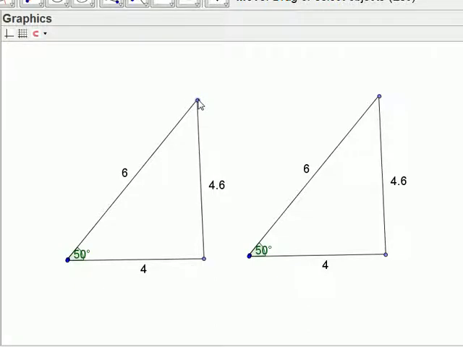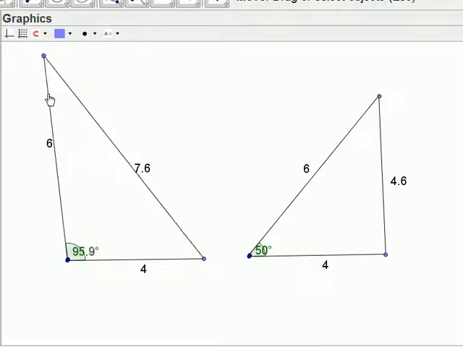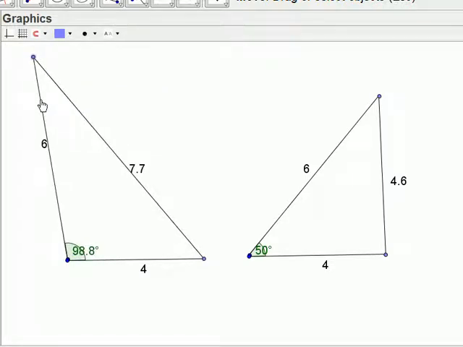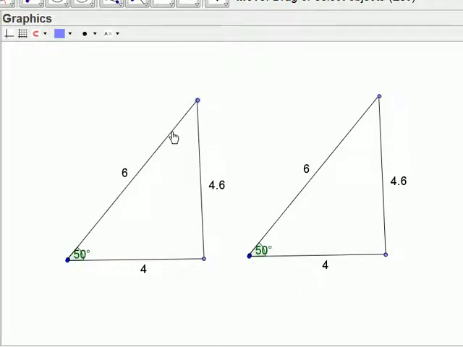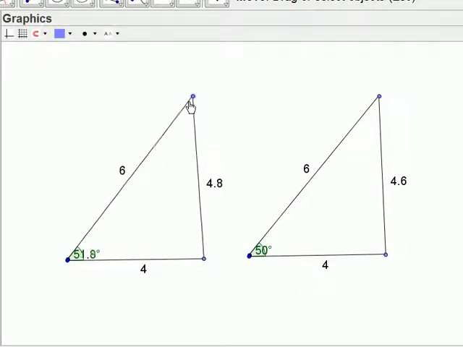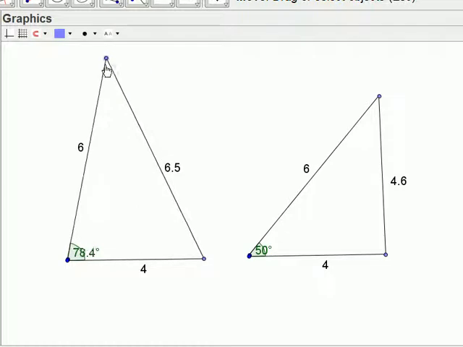Watch this. If I take this corner right here and I'm going to increase that angle from 50 degrees, look what happens. It's getting bigger and bigger. What's happening to that third side? Remember, it was 4.6, wasn't it, when this was 50 degrees. It was 4.6, but what I'm doing is increasing that angle. Look down here at this angle. That angle is increasing as I'm moving this around.